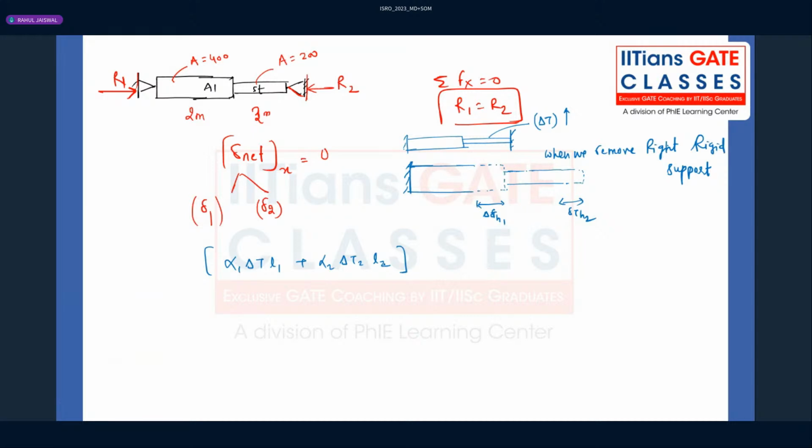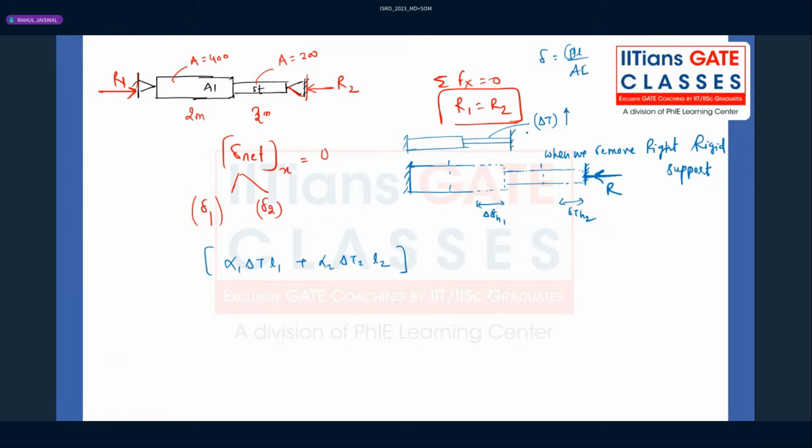But we know that in reality, there is a rigid support, and that rigid support will say you go back. How much resistance will it apply? Whatever the total deformation that would occur will be restricted. And how much mechanical deformation could have occurred in both the aluminum and steel because of the reaction force? We know that. What is that? Mechanical deformation, we know that, PL divided by AE.